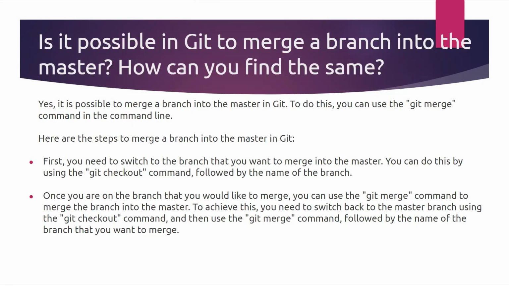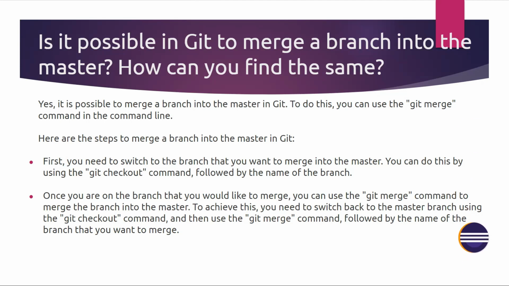Now, the next question: is it possible to merge a branch into master, and how can you do the same? Merging a branch into master is very easy. It's possible to merge a branch into master in Git. To do this, you can use the git merge command in the command line. Now, this can be done in two steps.